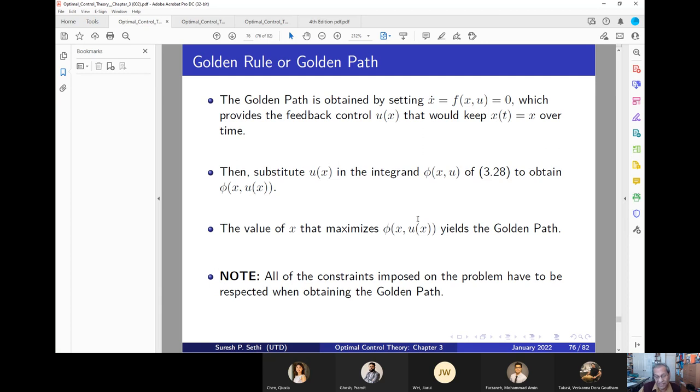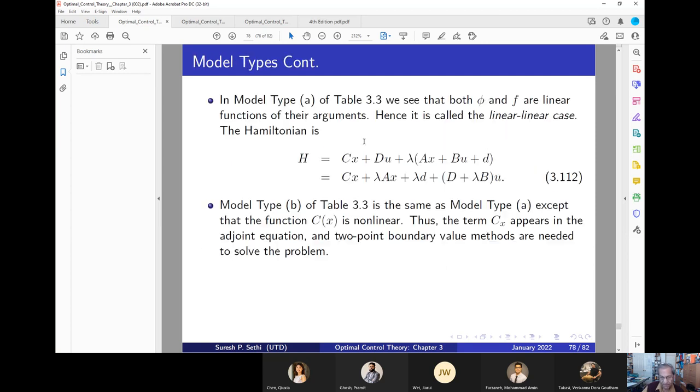And later on, we will have an example where you will see that even though I don't have an initial condition which is the best initial condition, I can do better than the golden path. Because the golden path constrained me to pick an initial condition which is best under a certain regime, okay?